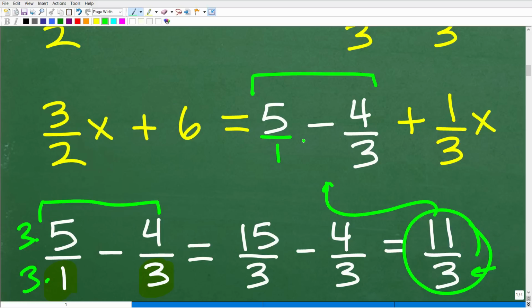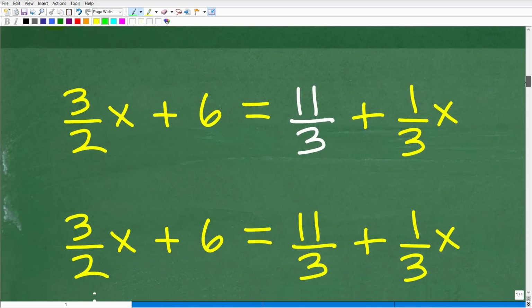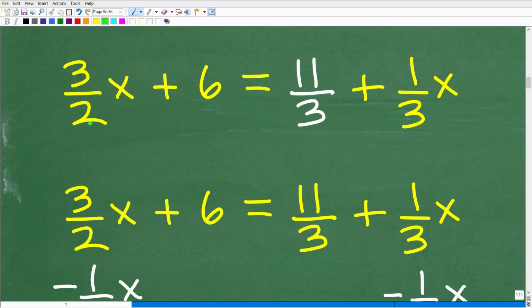Oh, I subtracted these fractions incorrectly. That's where you need to work on, right? Okay, so let's go ahead and now put the result of that there. All right, so now here is where we're at. We have 3/2 x plus, I don't know if I said 2/3, but if I did, I apologize. 3/2 x plus 6 is equal to 11/3 plus 1/3 x.